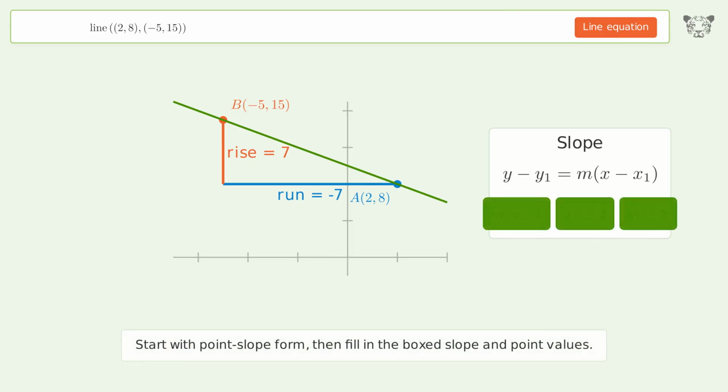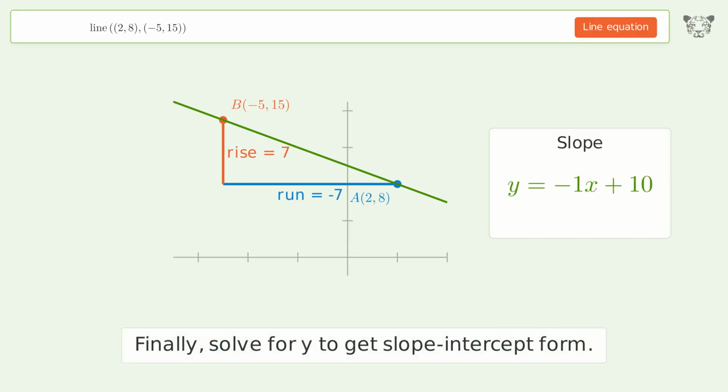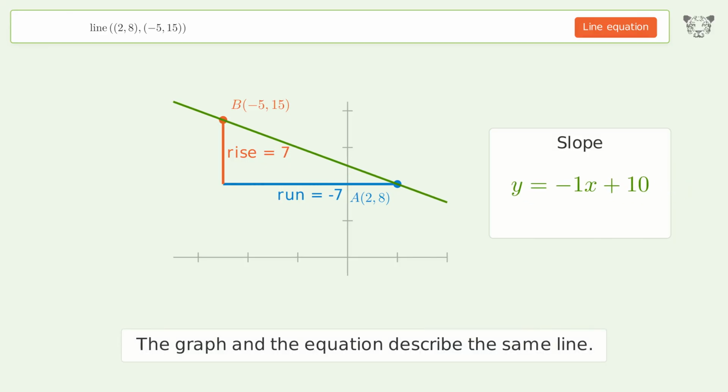Start with point slope form, y minus y1 equals m times x minus x1. Then fill in the boxed values, slope is -1, x1 is 2, and y1 is 8. That gives the specific point slope equation for this line. Finally, solve for y to get slope intercept form. The graph and the equation describe the same line.